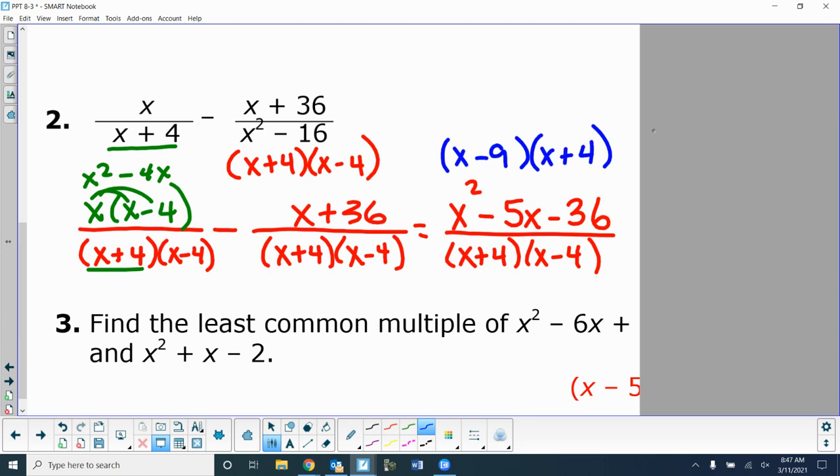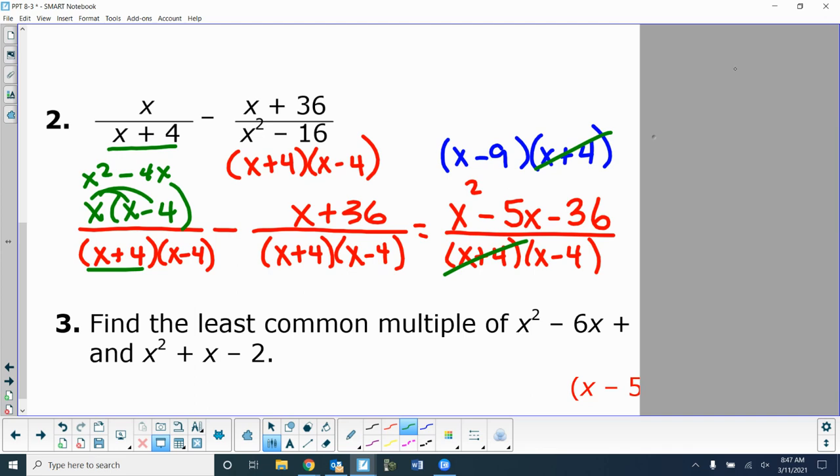Do we see any factors, top and bottom, that are the same? Yes, plus 4, right? So what's our answer? x minus 9 over x minus 4.